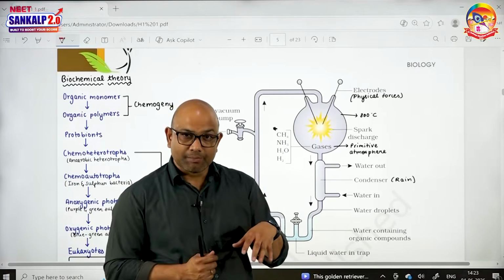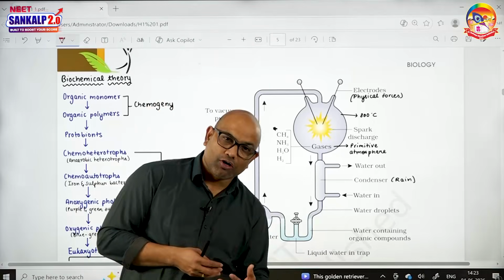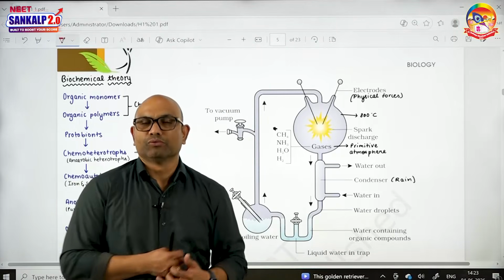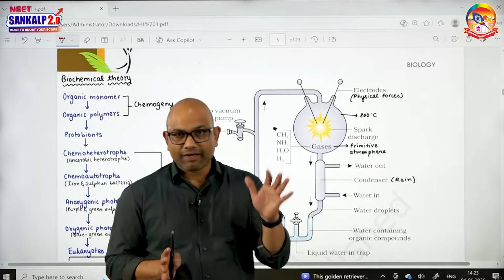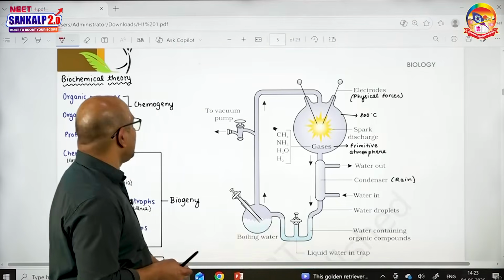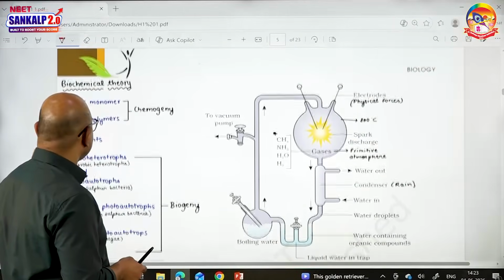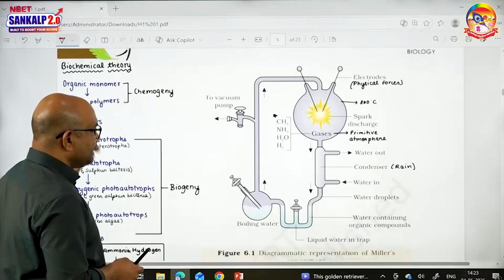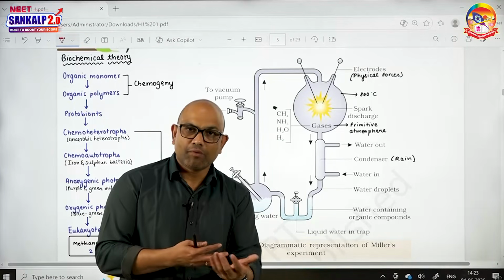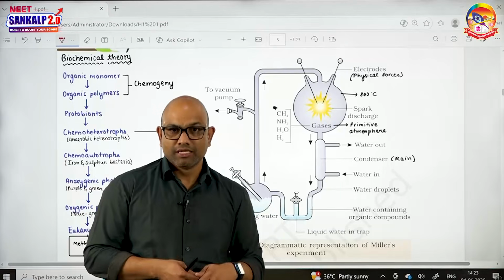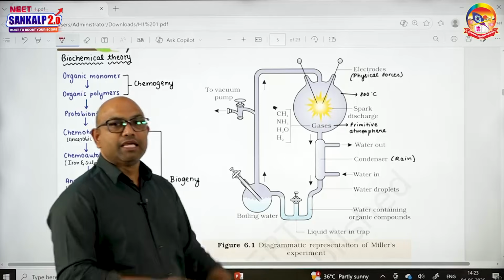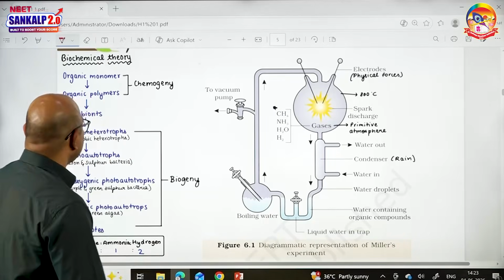Other scientists, by similar experiments, observed the formation of simple sugars, nitrogenous bases, even some pigments. Miller did not find all those. Miller found amino acids like glycine, alanine and aspartic acid. So this is Stanley Miller's experiment. In this experiment, we came to know that monomers are formed, and when monomers undergo polymerization, they can form polymers. That means Miller's experiment explains the chemical evolution, chemogeny. Chemogeny is followed by biogeny.